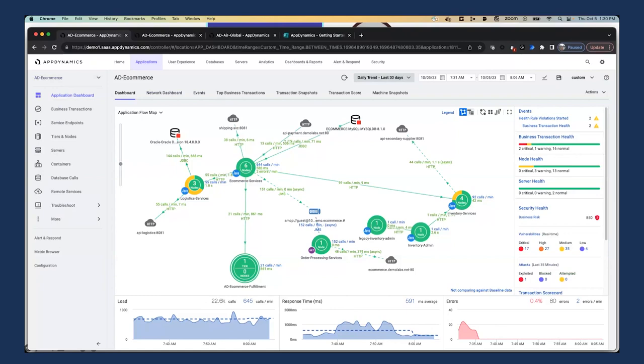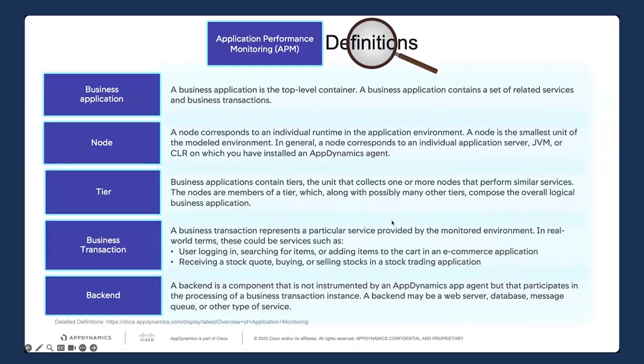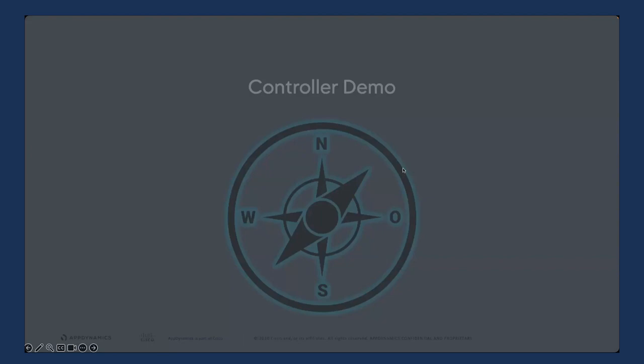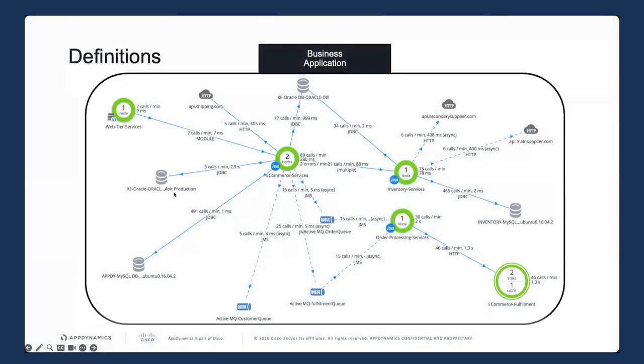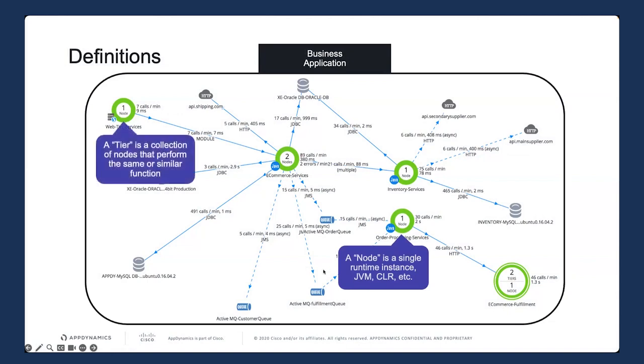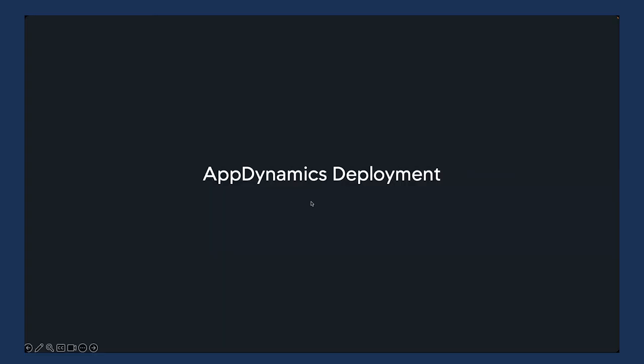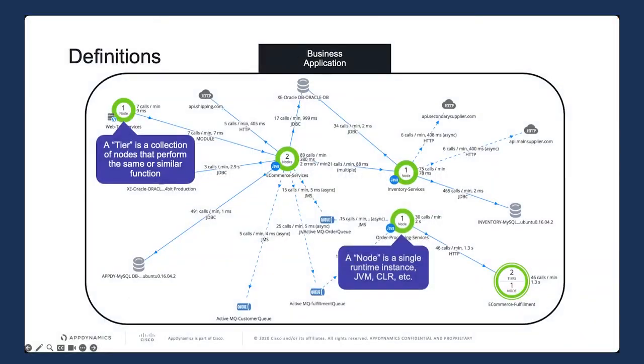Okay, I'm going to jump into the slides once more. And just to really bed this one in then, guys, because this is important to understand. Again, a node is a single runtime instance. A tier, I'd prefer that to be over here, right, with two nodes, but a tier is a collection of nodes that perform the same or similar function, okay? It gets rolled up into the one tier. And this is our business application, obviously, right?